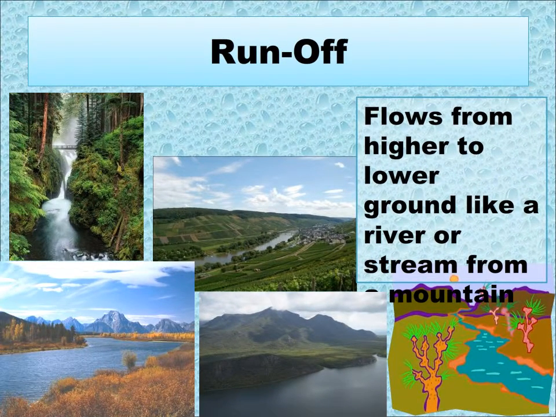Runoff is the precipitation or the rain that flows from higher to lower ground in the form of a river or stream. Usually this flows from the mountains to the lower lying areas.